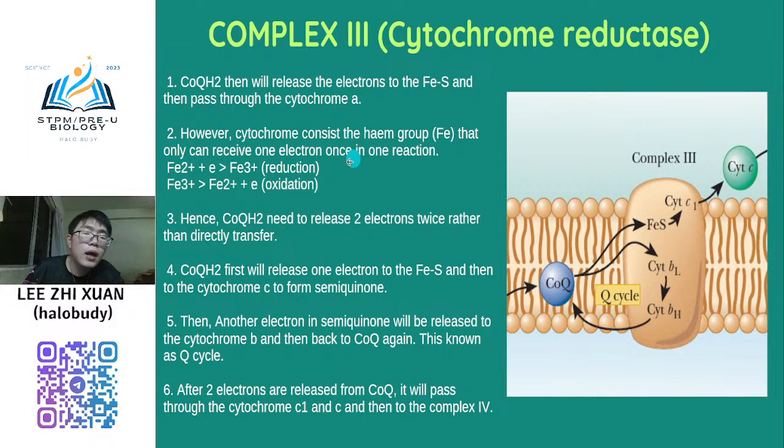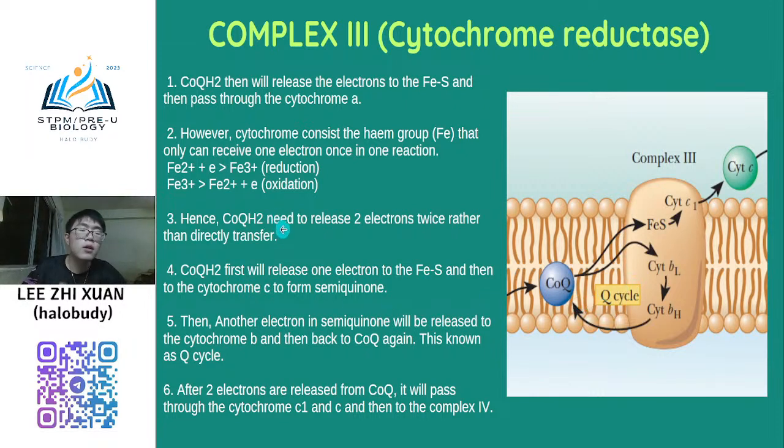So why can it only receive 1 electron? Because of this cytochrome. Because cytochrome only contains one heme group, only one ferrum ion. Satu je. Dia hanya satu atom. So maksudnya satu kali, dia hanya boleh accept satu elektron je. Dia tak boleh accept 2 elektron punya. This is a reaction lah, ferrum ion punya reaction. So kalau macam ni, coenzyme Q sekarang dia ada 2 elektron. Macam mana dia nak transfer?